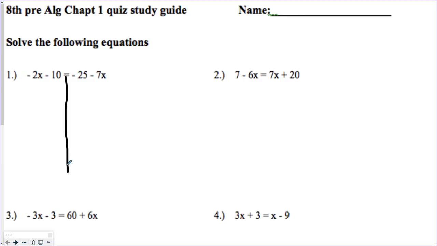Now when we say move something, if we want to move it across this line here, we have to do the opposite of what's being done to it. So if this is a negative 7x, in order to move it, I have to do a positive or add a 7x. So the opposite is either the opposite operation or the opposite sign, or whatever you want to think about, whatever is easier for you to think about.